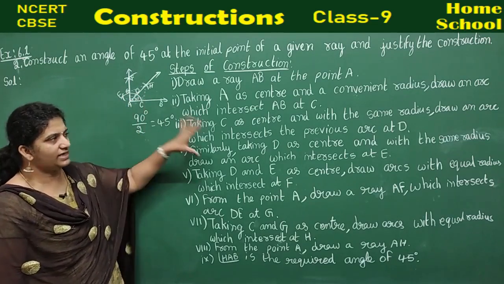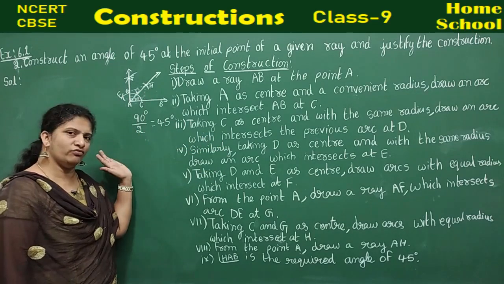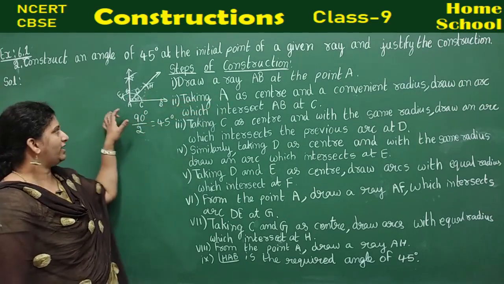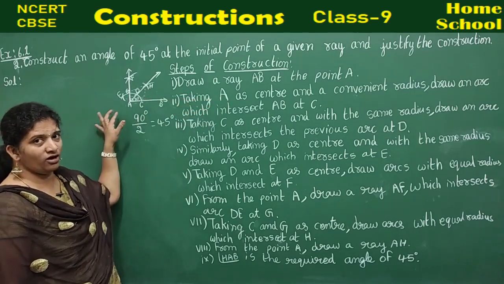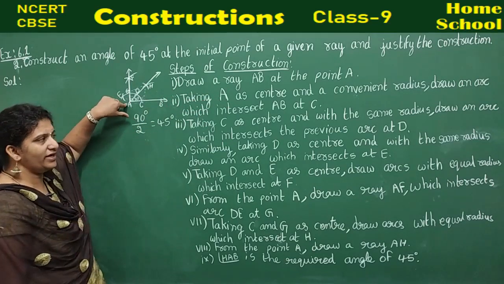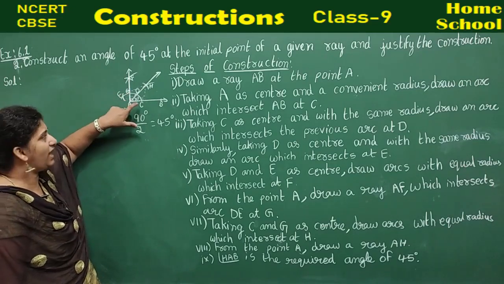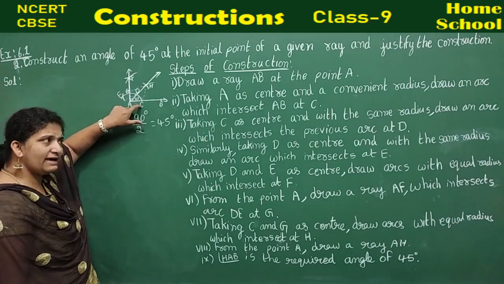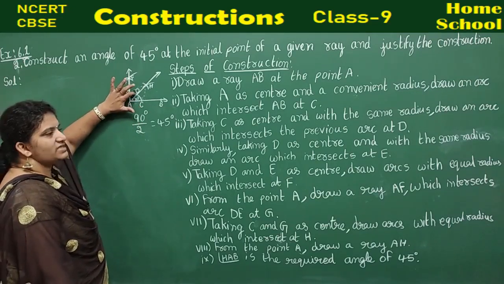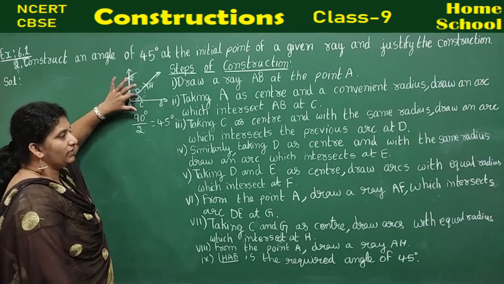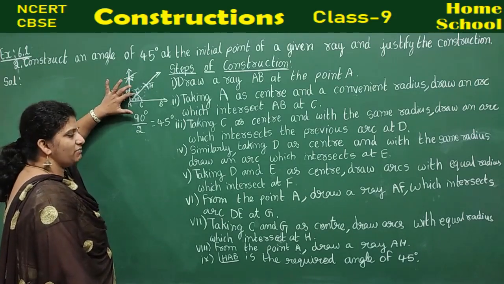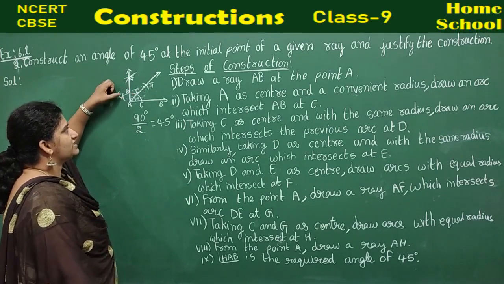Same rough figure. See the construction steps and then we go for the original construction. Draw a ray AB at the point A. Yes, I have drawn the ray AB. Taking A as center and a convenient radius, draw an arc which intersects AB at C. Taking C as a center with the same radius, draw an arc which intersects the previous arc at D. Now, similarly, taking D as a center and with the same radius, draw an arc which intersects at E.